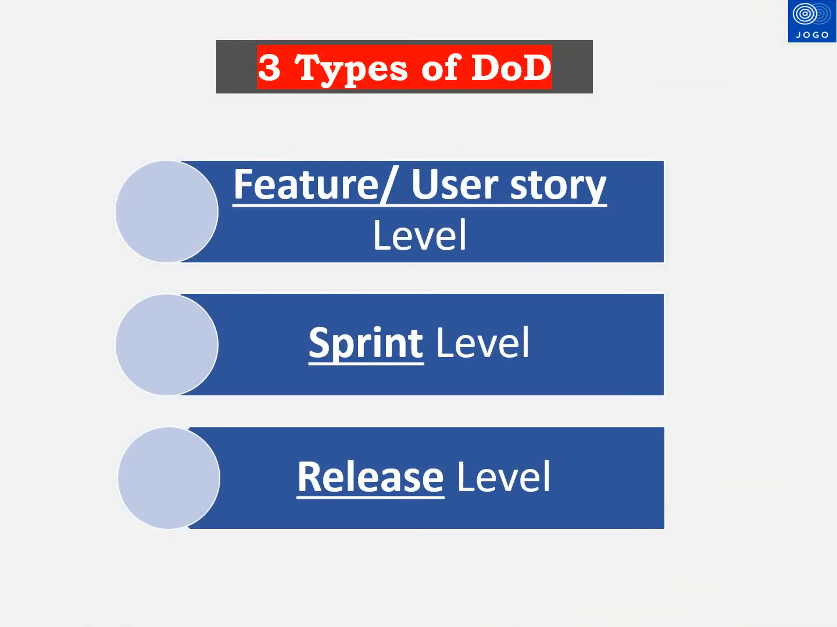Now we are clear about the benefits of DoD, and let's see the types of DoD used in the agile teams. DoDs are used in three levels in the agile teams. The first one is at user story or feature level. The second one is at sprint level, and the third one is at release level. I will provide some examples for these three levels and explain the scope as well in the coming slides.